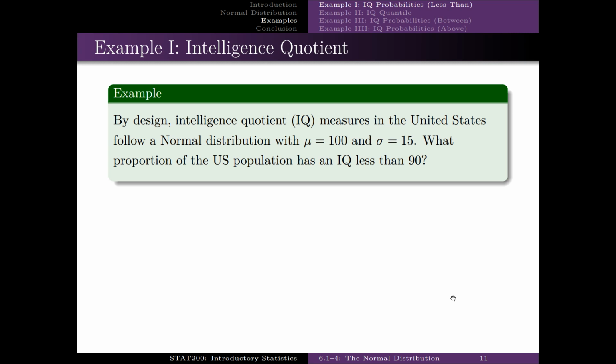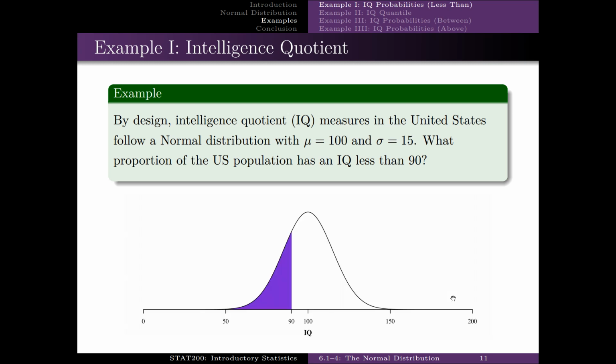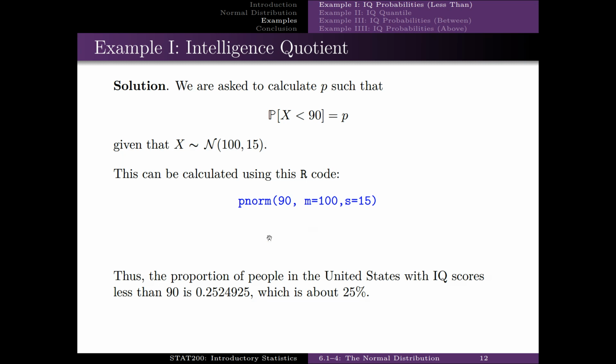In other words, what random variable do I use? If this is the distribution of IQs in the United States, I want to find the area under the curve less than 90. The purple area. I want to calculate the probability that x is less than or equal to 90, given that x follows a normal distribution with mean, expected value, of 100, and standard deviation of 15.